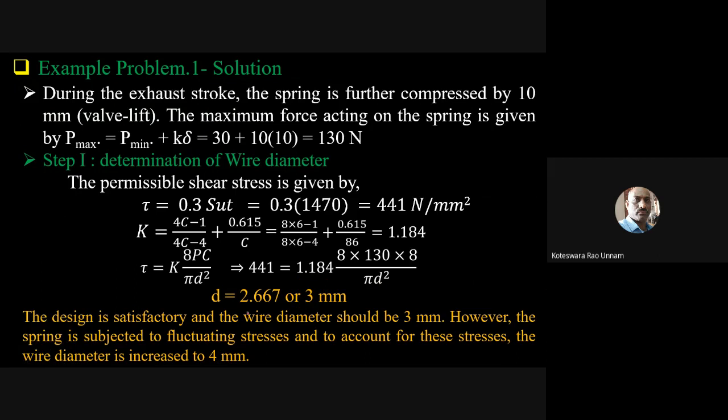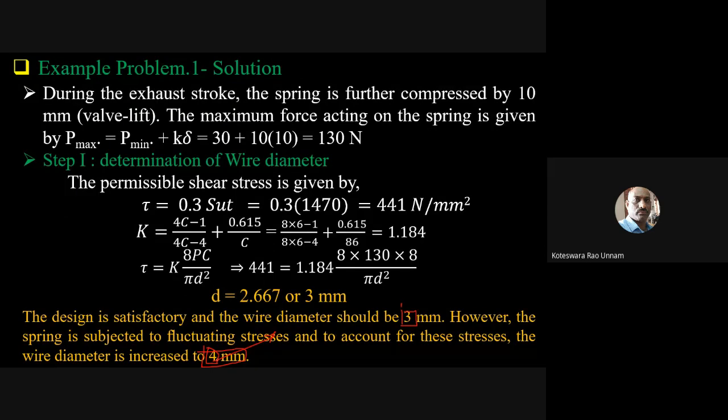Once you identify the factor of safety, tell me the answer, whether the design is acceptable or not. Or you can state whether the assumption of making the wire diameter 4 mm instead of 3 mm is valid or not. If even with 3 mm diameter you are getting a factor of safety of 1.5, there is no need to make the wire diameter 4 mm. You can go for only 3 mm.